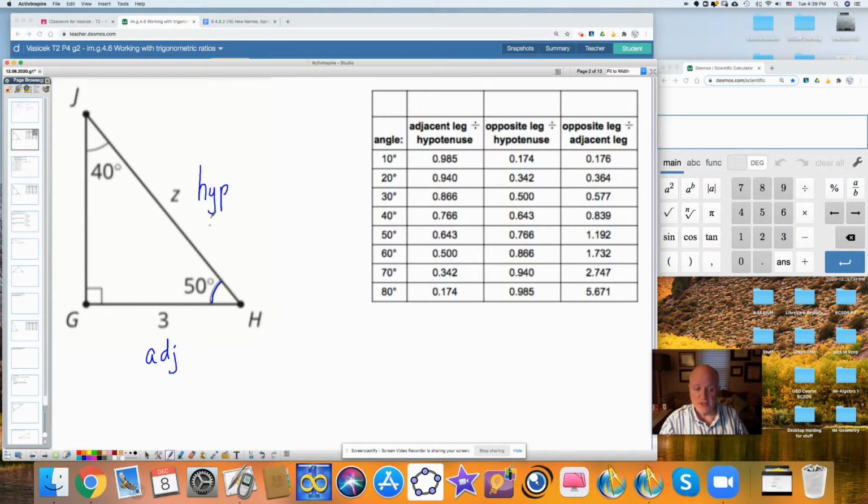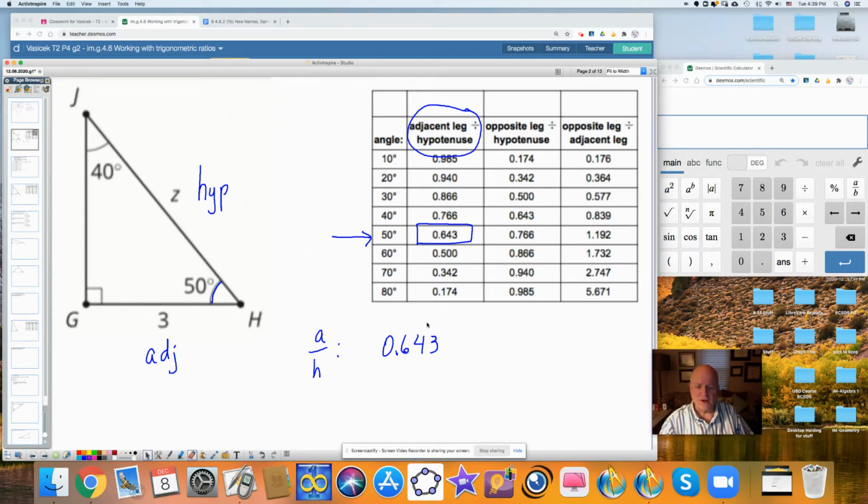So if I'm looking for adjacent to hypotenuse, the ratio would be the adjacent length to the hypotenuse, this one. At 50 degrees, I'm at this point. This ratio, which is a decimal, but it's really a ratio of the adjacent to the hypotenuse, is 0.643. And I want to see what value of z would make this work. Does it work if this is 10? I don't know. Let's just calculate it. It's not going to be 10.